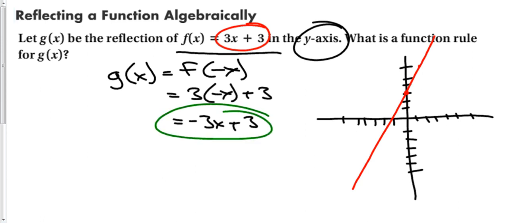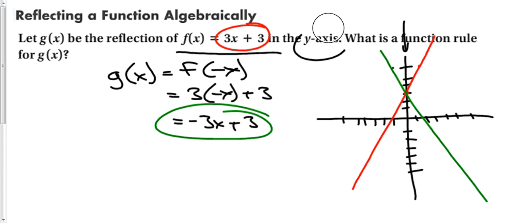So now my intercept is still 3, but now my slope is negative 3. So that's up 3, left 1. Okay, so now here's my new function. And we can see that if that was the mirror, it looks like I have the same thing on either side of the y-axis. I've reflected it in the y-axis.